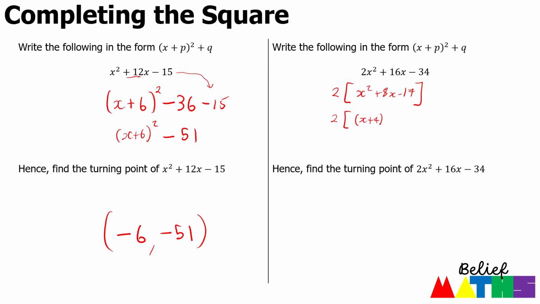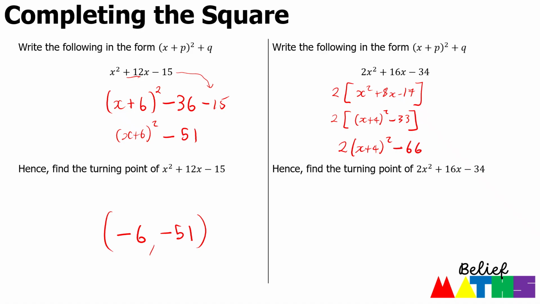We get x plus 4 squared minus 16 minus 17 is minus 33. So that's our completed square. And then we're going to multiply our 2 back in, which gives us, we're not going to multiply the 2 into the brackets, we're just going to put it beside it. And then 2 times 33 is minus 66.